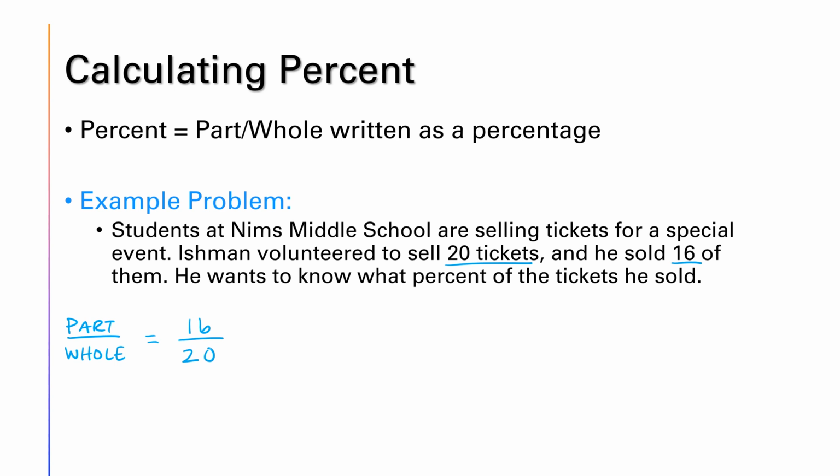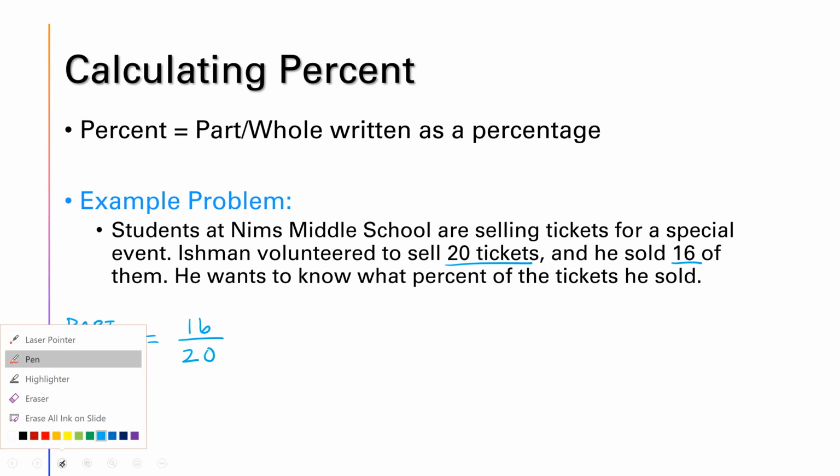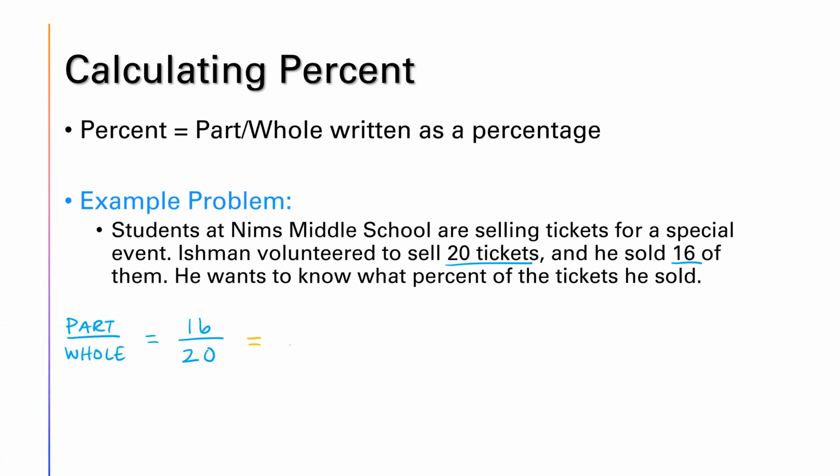Well, we know percent can be easily determined if our denominator is 100. So you might ask yourself, if Ishman sells 16 out of 20 tickets, how many would he sell out of 100? And I'm going to use a variable. Remember, x is a variable, and variables are unknown numbers. So we don't know how many tickets he would sell if he were to sell 100, but if we keep the rate the same, we could figure it out.